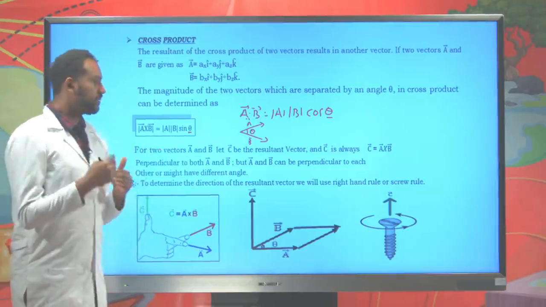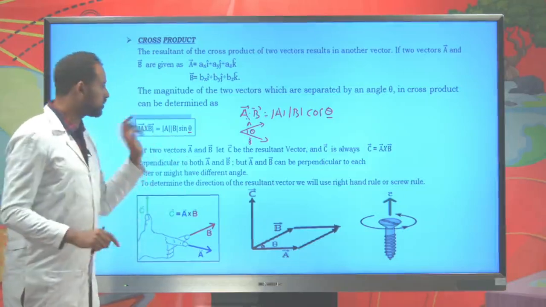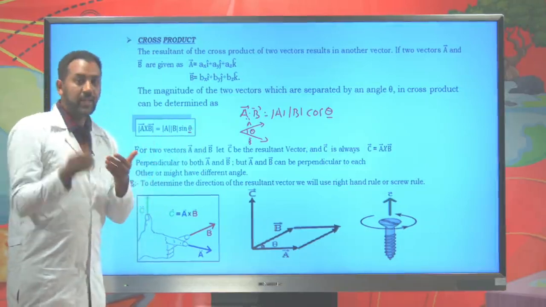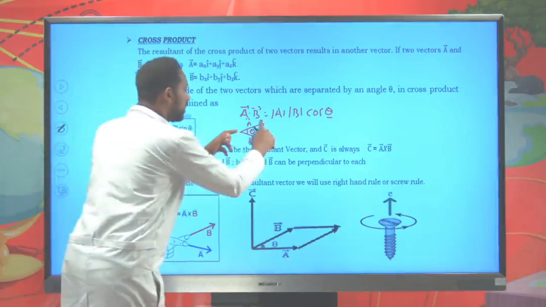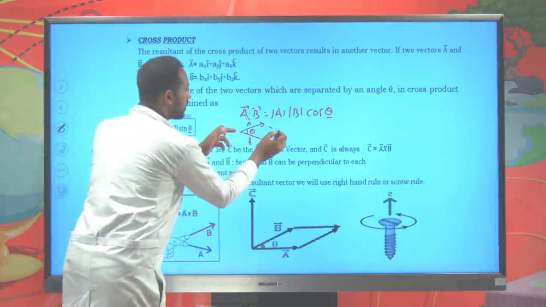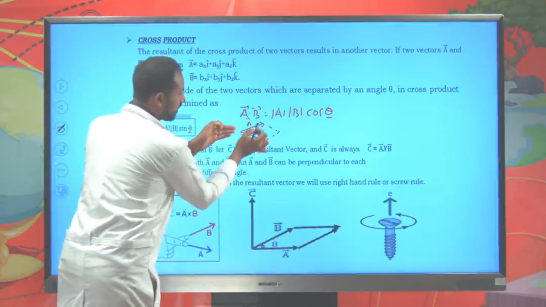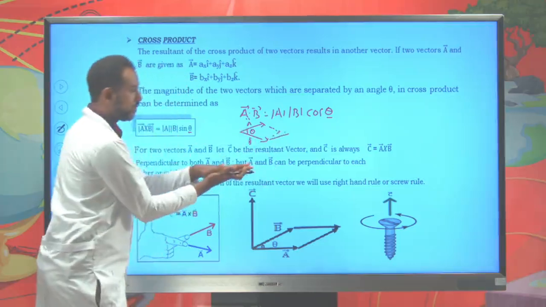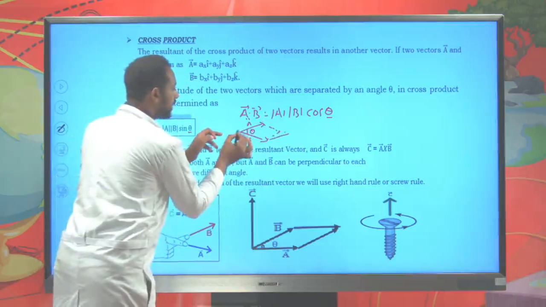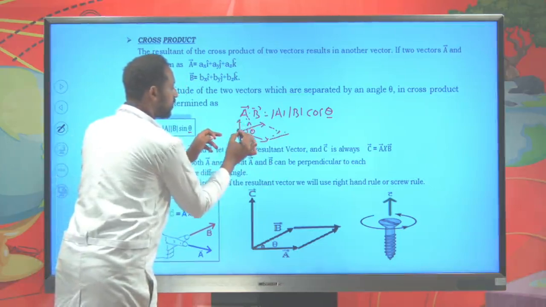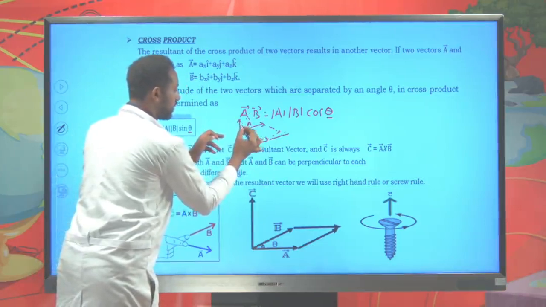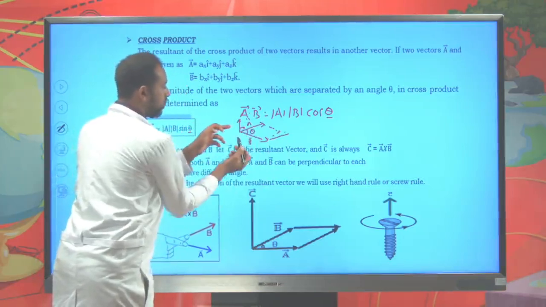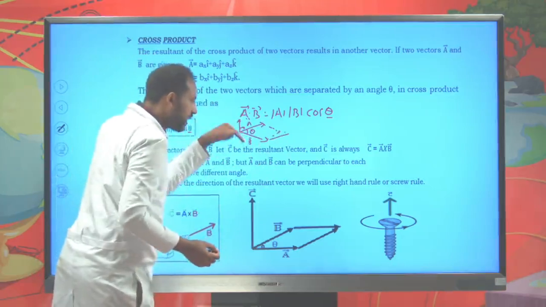The resultant vector is always perpendicular to those vectors, because the cross product of two vectors gives us a vector, and that vector is always perpendicular to the plane made by the two vectors. Here we have vectors A and B. Those two vectors define a plane, and the resultant is perpendicular to both vector A and B. Suppose B cross A gives us a vector perpendicular upward, which is perpendicular to both B and A.